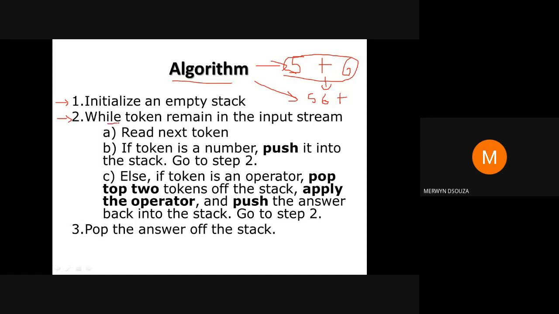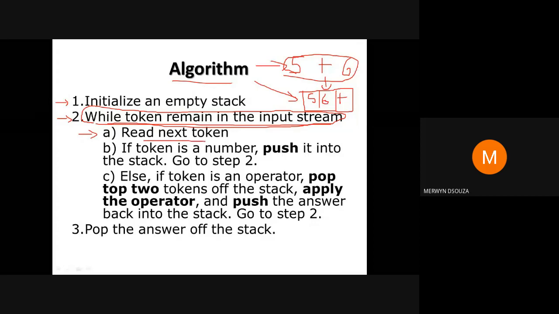Suppose this input is stored in some array. Till your input remains, you keep running this while loop. You're going to keep running this loop till you have input remaining in your array. Step 2a says read the next token. Reading the next token means you start from left to right, so you start by reading 5.